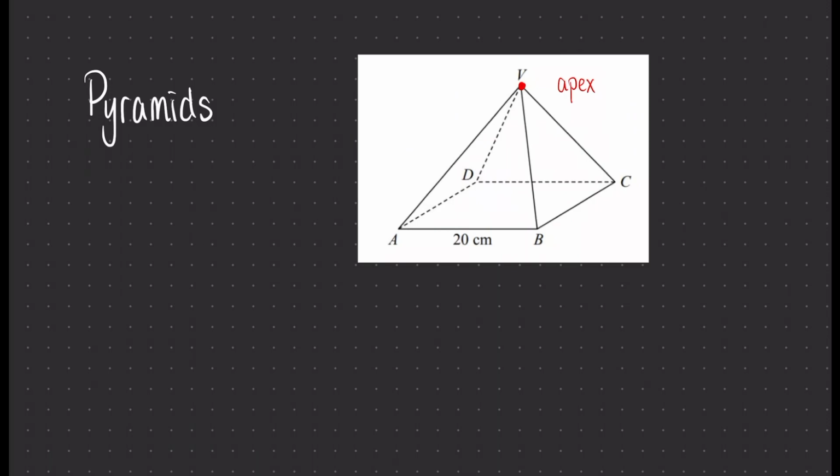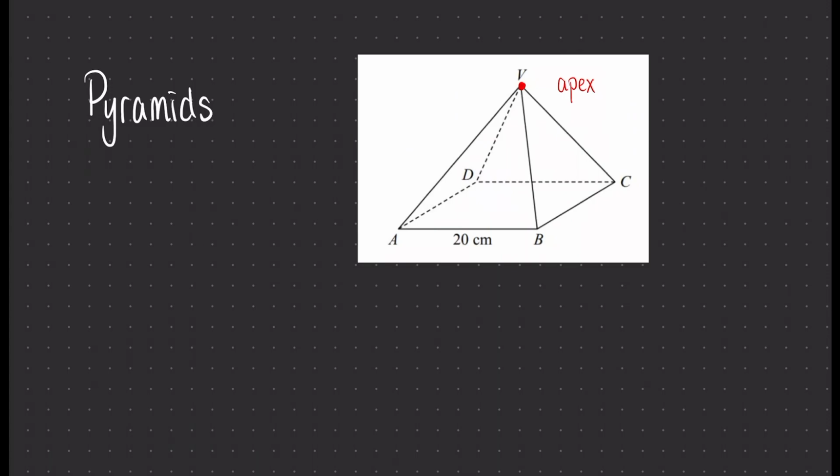So remember, any polygon-sided base, it doesn't matter if it's a triangle, a square, a pentagon, as long as those sides are triangular and they all meet at the same point at the top, which we call the apex, that is defined as a pyramid.